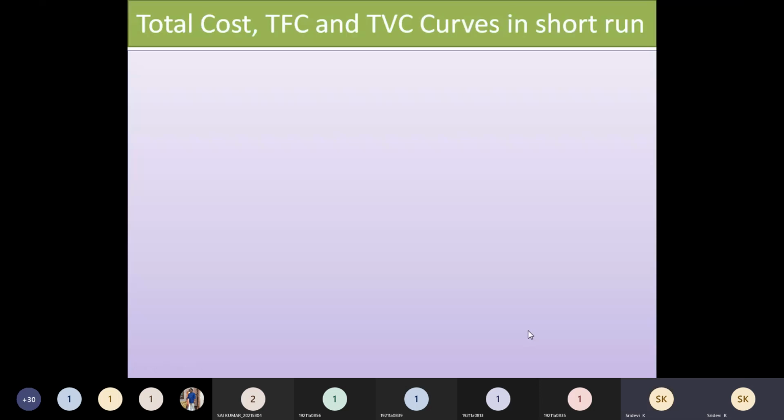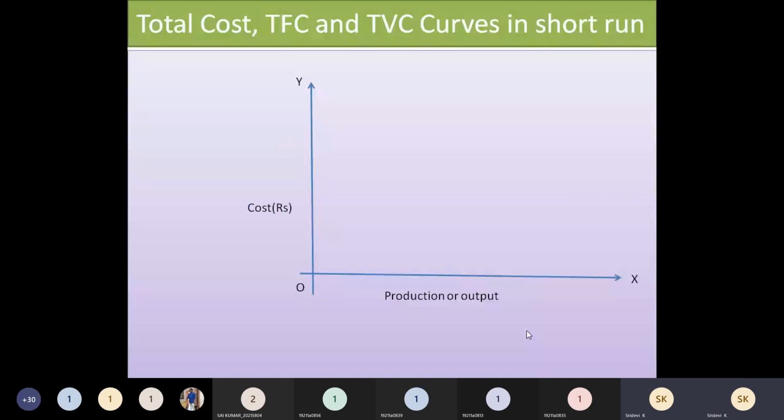While showing the graphs, don't show all the 5 graphs in one single graph. Take total cost, total fixed cost and total variable cost in one graph, and draw the second one, average cost and marginal cost, in one graph. How this is behaving, that we are going to show now. X-axis, y-axis, as usual we are going to take. On the x-axis production you will show, and on the y-axis costs are shown.